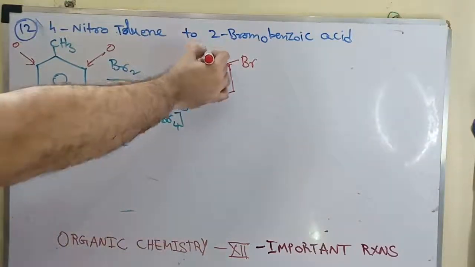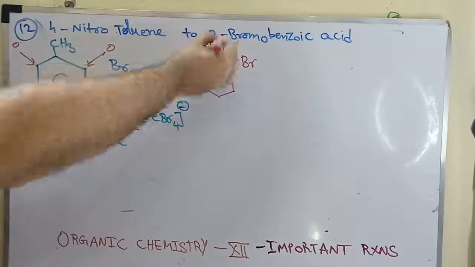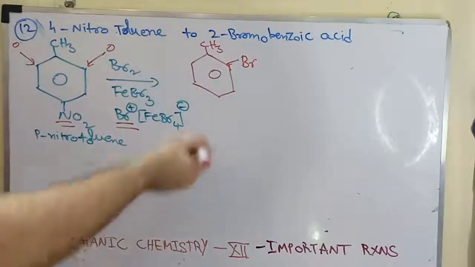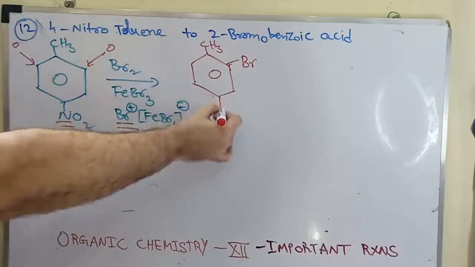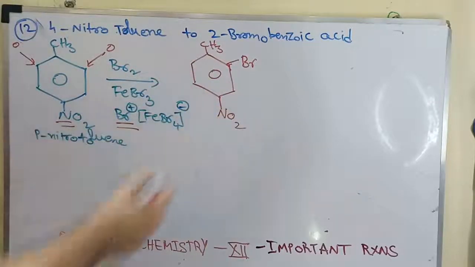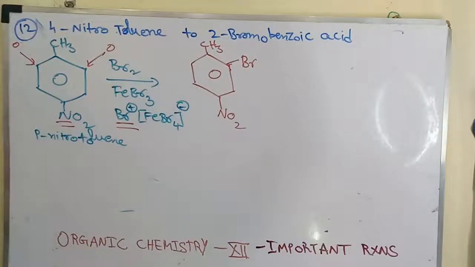So this is how one can answer: because NO2 is a ring-withdrawing, electron-withdrawing group, further bromination is not possible. So this is what I get. One bromine is substituted in one of the other positions.